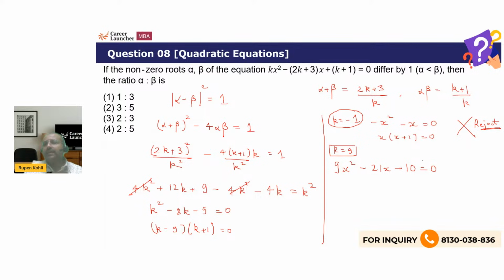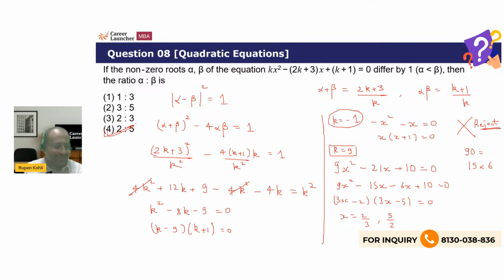10 into 9 is 90. 90 को दो numbers में split करना है so that their sum is 21, right? Splitting the middle term. So 15 into 6 works over here. 15 plus 6 is 21, right? So 9x square minus 15x minus 6x plus 10. 3x और यहाँ से होगा minus 2, right? यहाँ से minus 2 होगा. 3x minus 2 और यहाँ से 3x कॉमन लेकर के फिर ब्रैकेट में क्या होगा? 3x minus 5. So what are the roots? X is 2 by 3 or 5 by 3. Ratio क्या हो गया? 2 is to 5. 2 is to 5. Right?